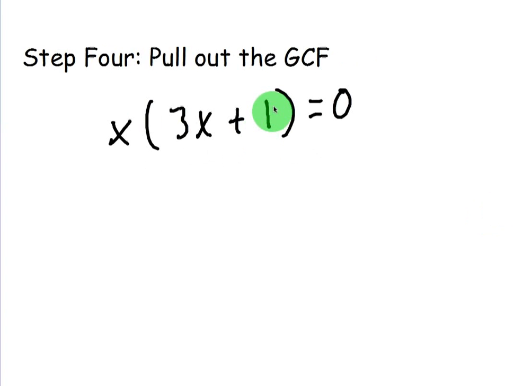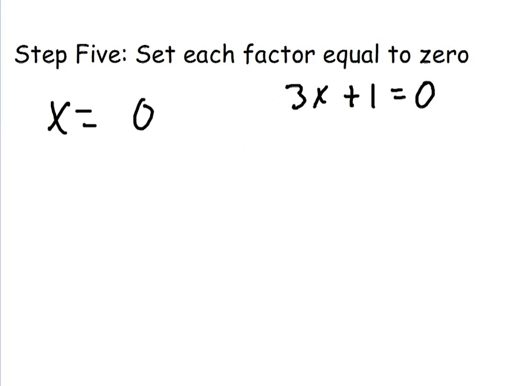All right, then you're going to set each factor equal to 0. First one's easy, right? It gives it to you, x equals 0. So no solving needed. But like I said, that always turns to 0. It really doesn't even matter what you pull out. It'll just ultimately give you x equals 0.